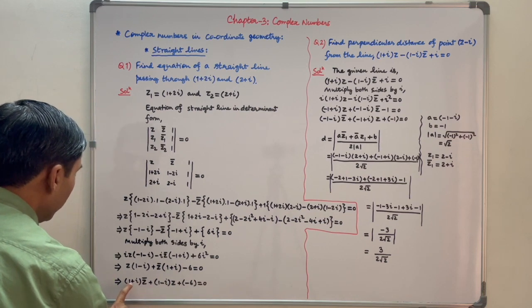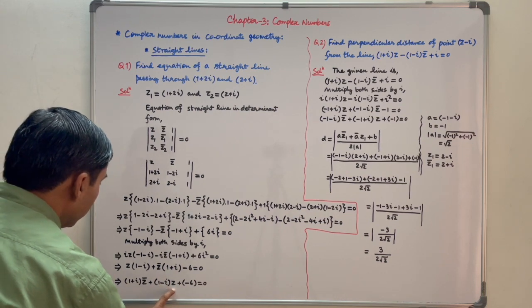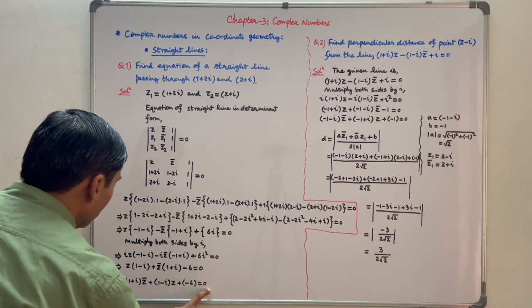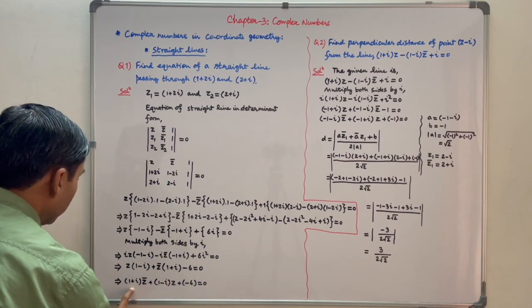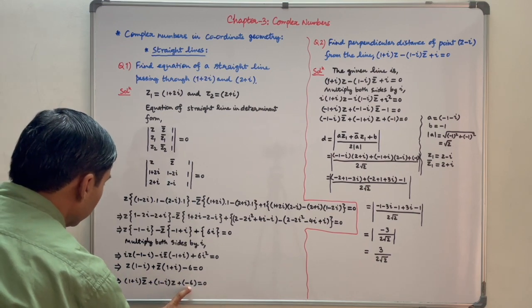Now it is in the form a z bar + a bar z + b = 0. Here a is equal to 1 + i and b is equal to −6.